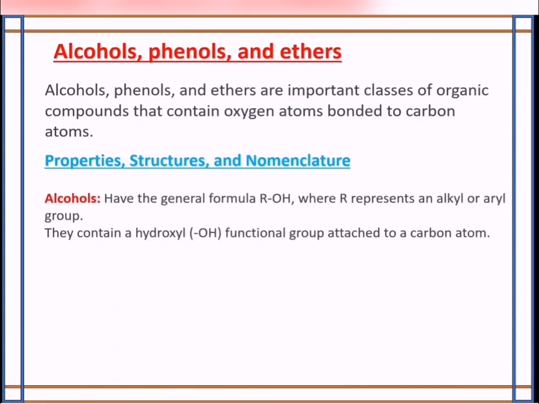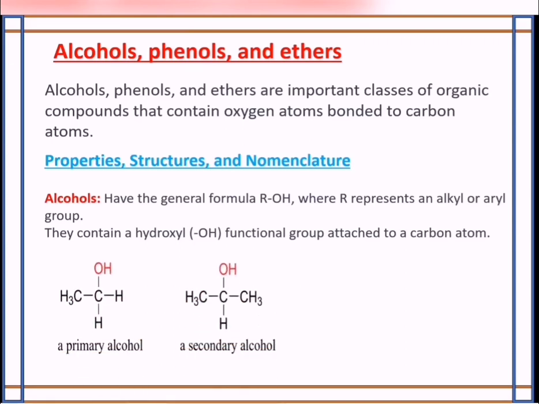Alcohols have the general formula ROH, where R represents an alkyl or aryl group. They contain a hydroxyl functional group attached to a carbon atom. We have primary alcohol, secondary alcohol, and tertiary alcohol.